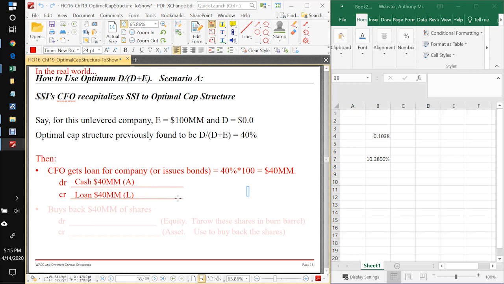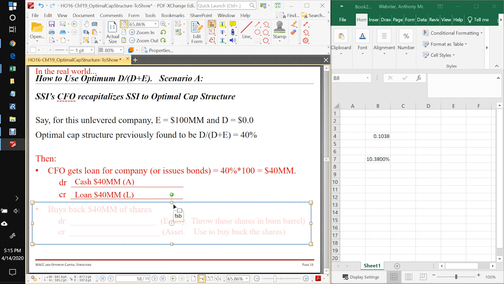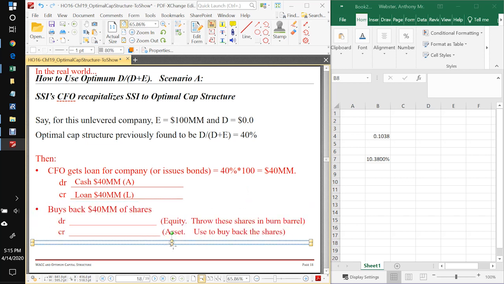So that's step number one. So now she's got this $40 million. What does she do with that $40 million? Well, she buys back. She goes out on the marketplace. She calls Interactive Brokers. She calls E-Trade, and she has them, on the company's behalf, buy back 40 million worth of the shares of the company.